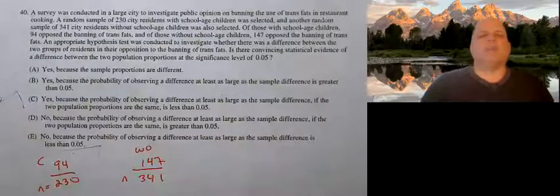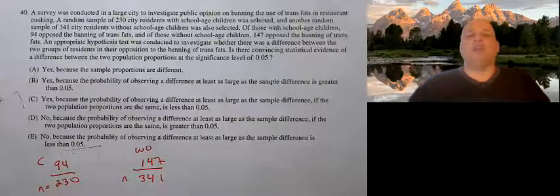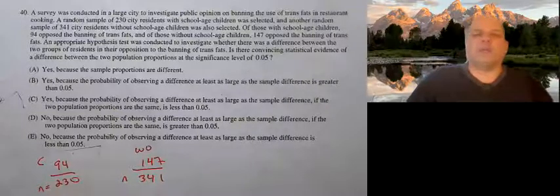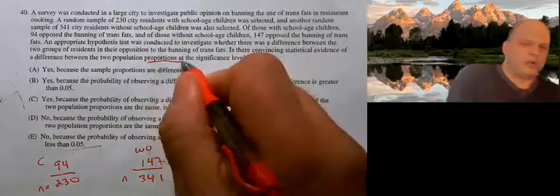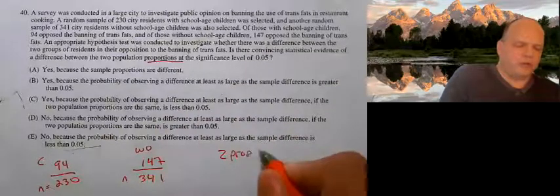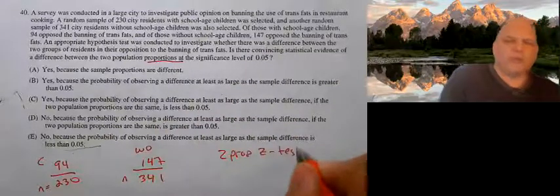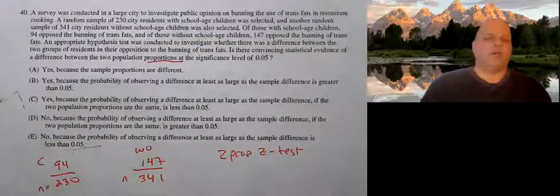An appropriate hypothesis test was conducted to investigate whether there was a difference between the two groups of residents in their opposition to the banning of trans fat. Is there convincing statistical evidence of a difference between the two population proportions? So this tells me I have a 2 proportion z-test. And that's what I'm going to need to run at a significance level of 0.05.